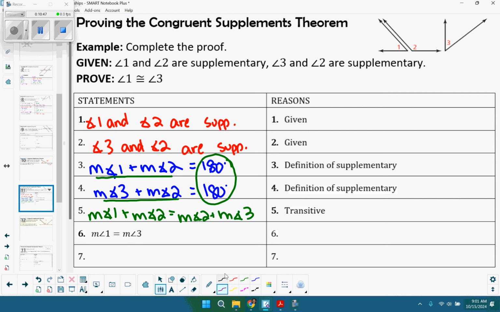In my next line, I only have measure of angle 1 equals measure of angle 3 now. The measure of angle 2's are gone. So we've taken them away from both sides, and when you take away, that is subtraction. And we already know what should have gone in this last step because it was our proof statement. And we're switching from the two angles being equal to those two angles being congruent, and that would be the definition of congruence.